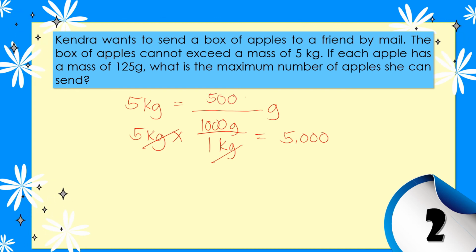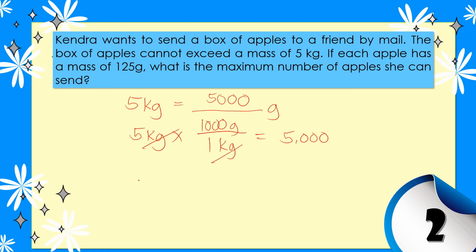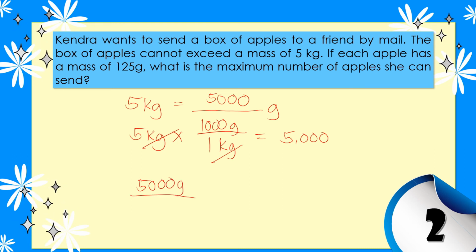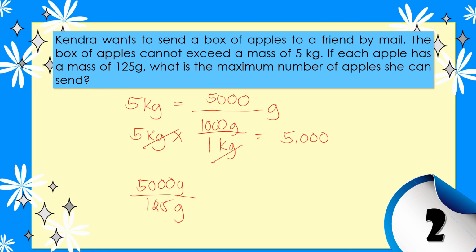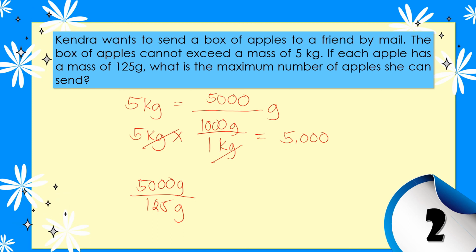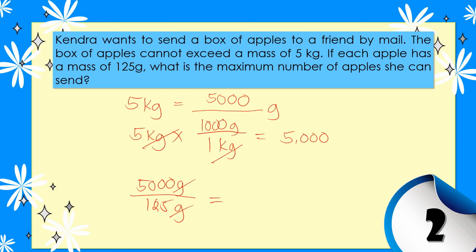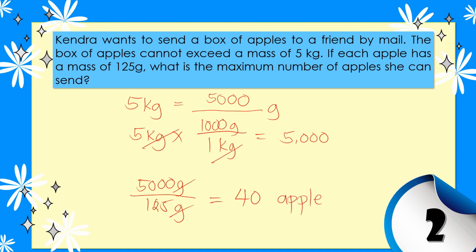Dahil alam na natin yung bigat na hanggang dun lang yung maximum na pwedeng ipadala, mag-divide na tayo. So, si 5,000 grams, i-divide natin sa 125 grams. Sabi kasi, each apple has a mass of 125 grams. So, mawawala na yung grams na yun para malaman natin kung ilang number of apples yung kaya niyang ipadala. So, 5,000 divided by 125, that would be 40 apples.